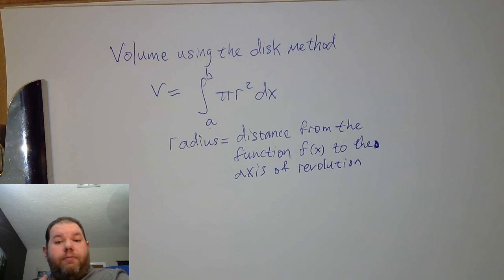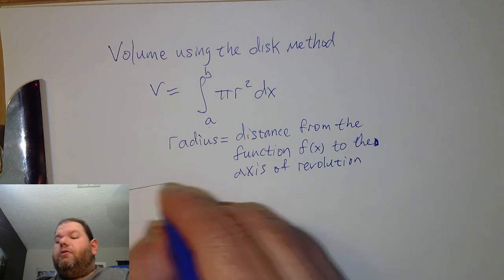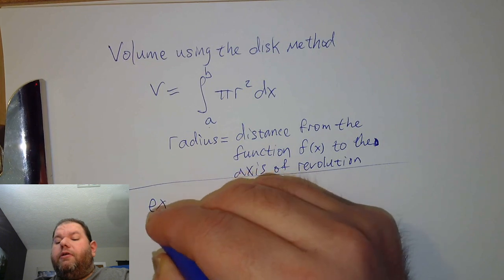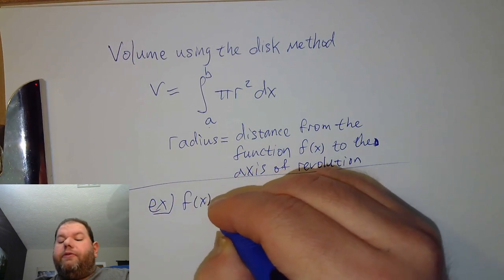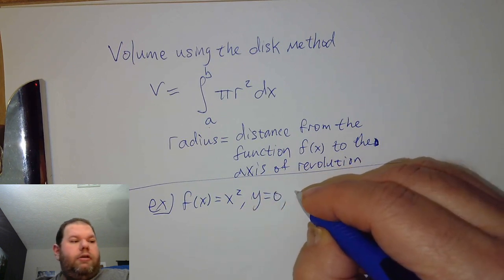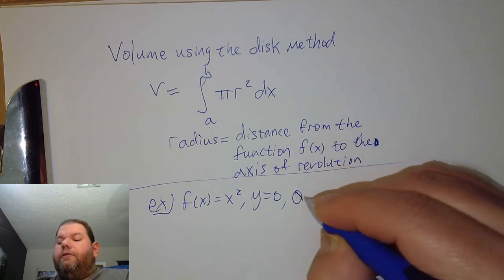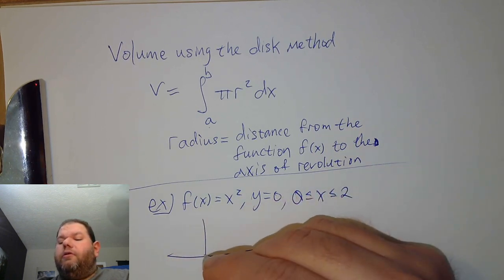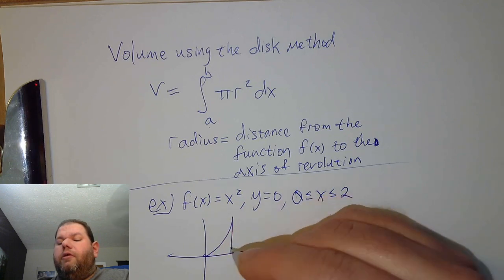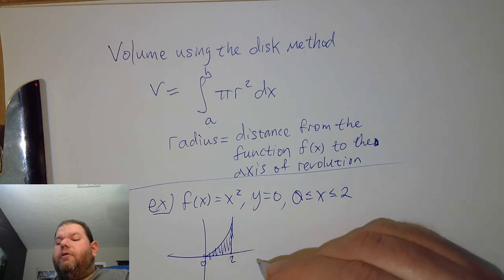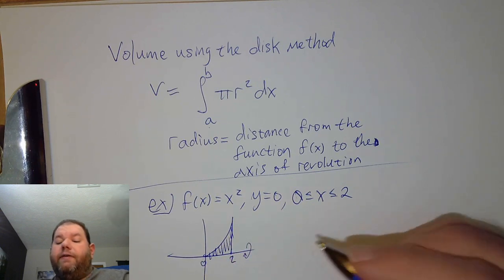And so, for our particular example, which uses, and let me write this down again, f of x equals x squared, y equals 0, and then 0 less than or equal to x less than or equal to 2. Here's our shaded figure once again. And we're revolving about the x-axis.